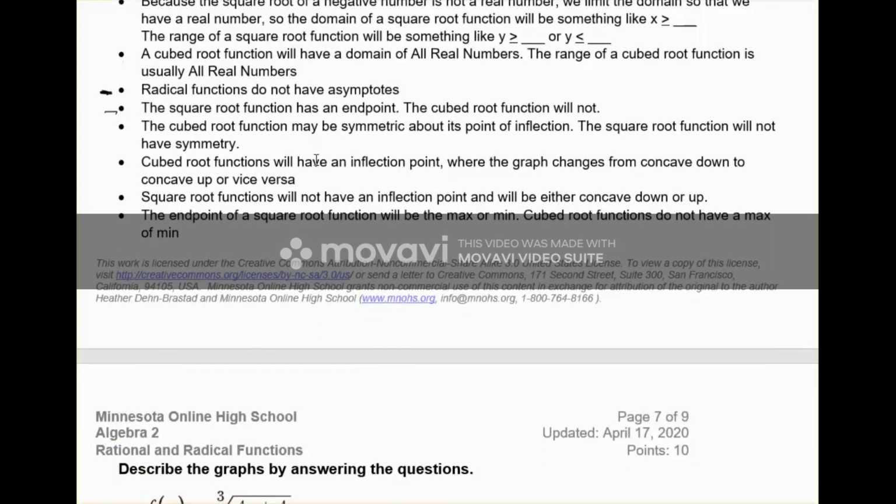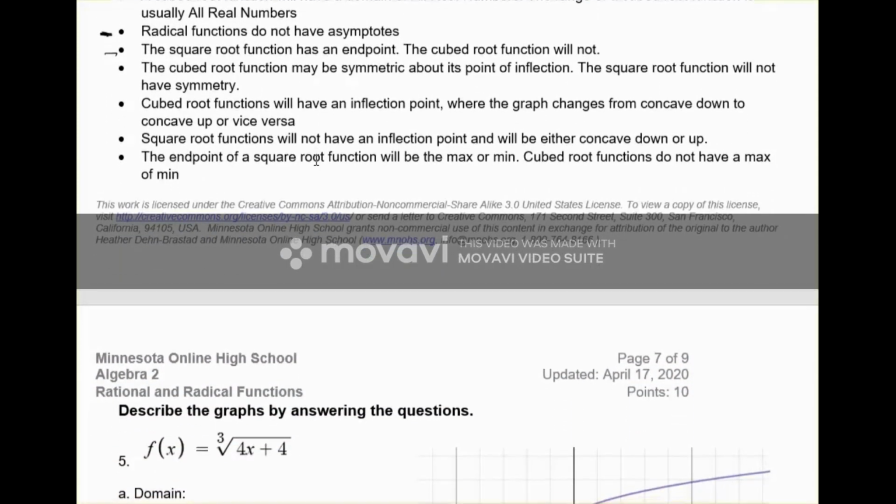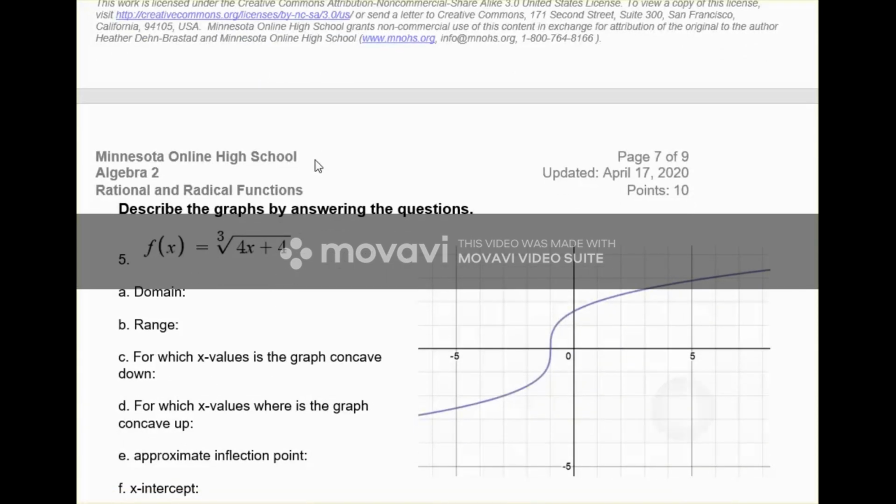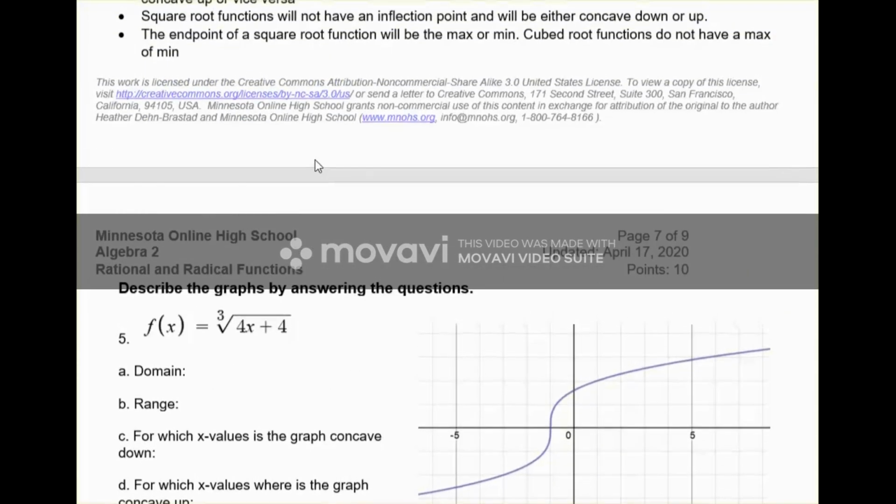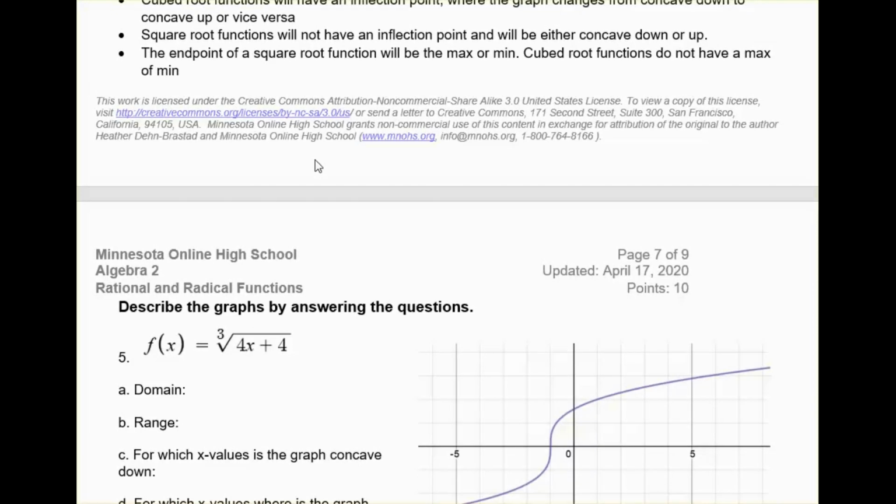Square root functions will not have an inflection point. They'll be either concave up or concave down. And a square root function will have a max or min. It'll be that endpoint, but cube root functions will not have a max or a min.